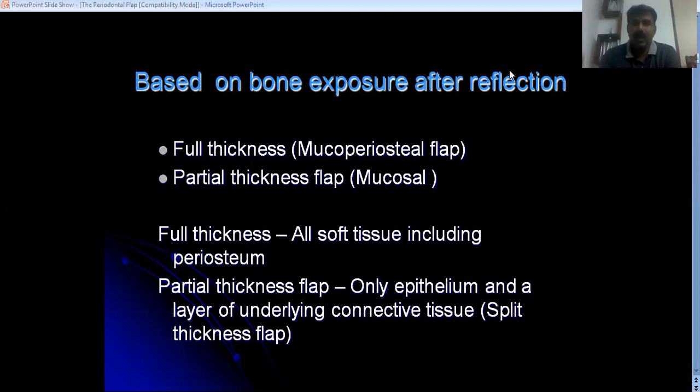So these are the two ways by which you can classify flaps, based on whether the bone is exposed or the bone is not exposed. So in a full thickness flap, the underlying bone is exposed. In a partial thickness flap, the underlying bone is not exposed. Only the epithelium and part of the connective tissue is being reflected. The rest of the connective tissue and the periosteum remain attached to the bone.